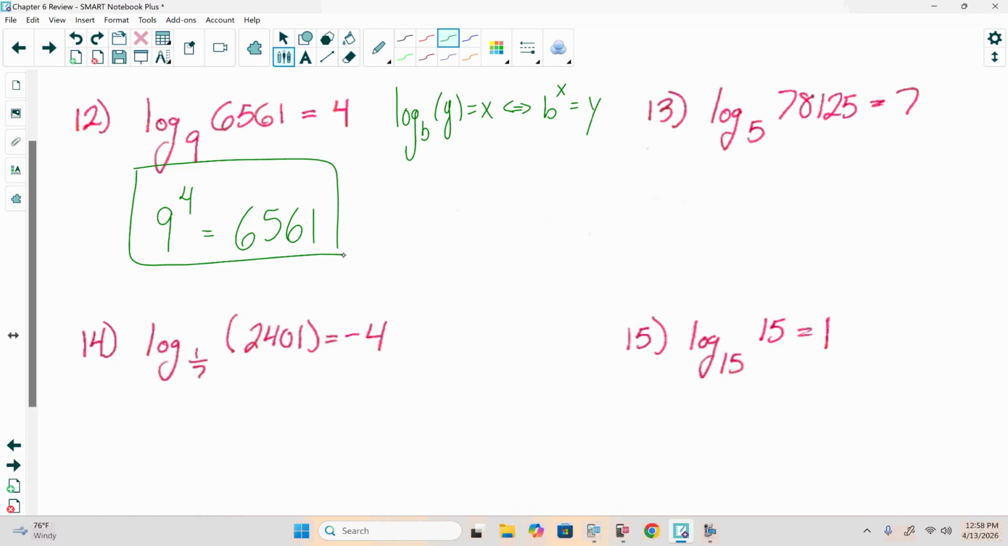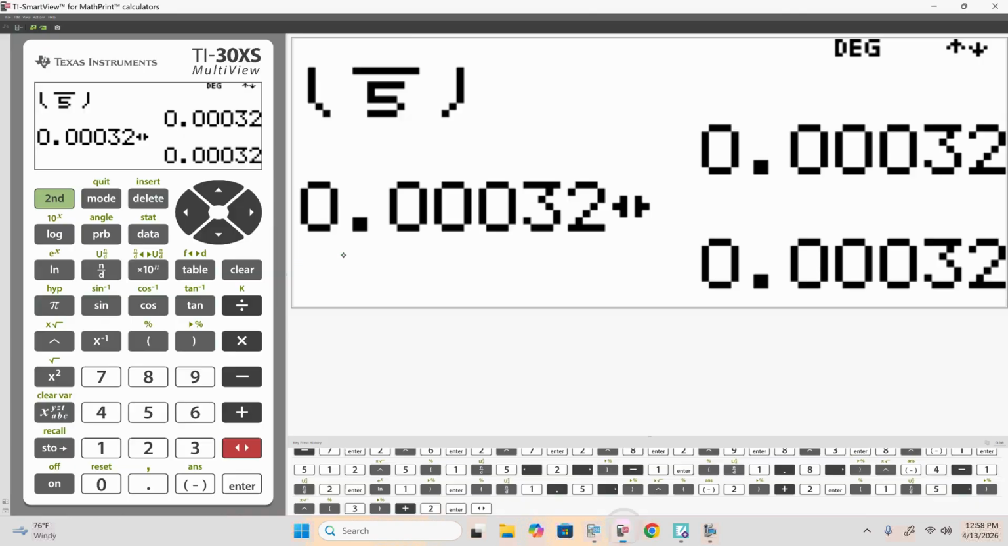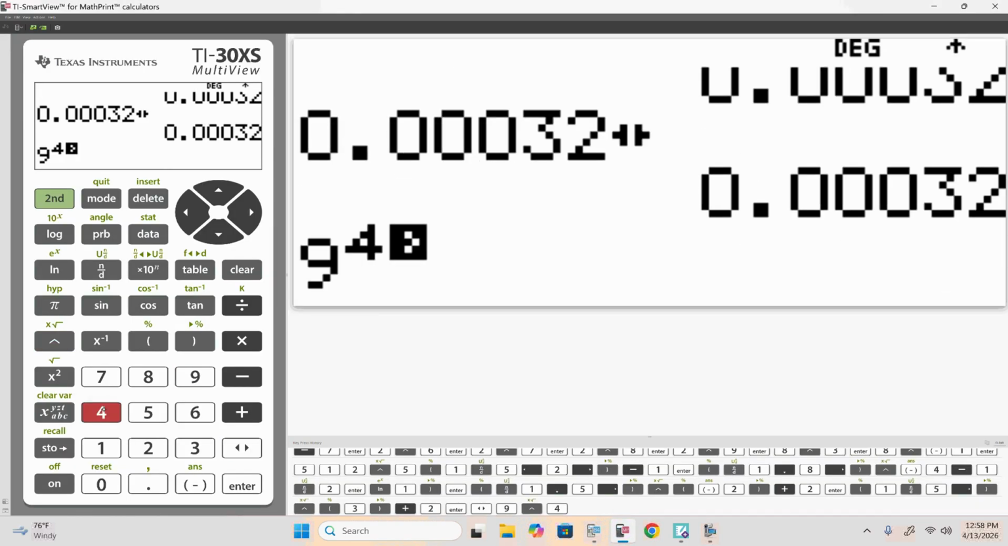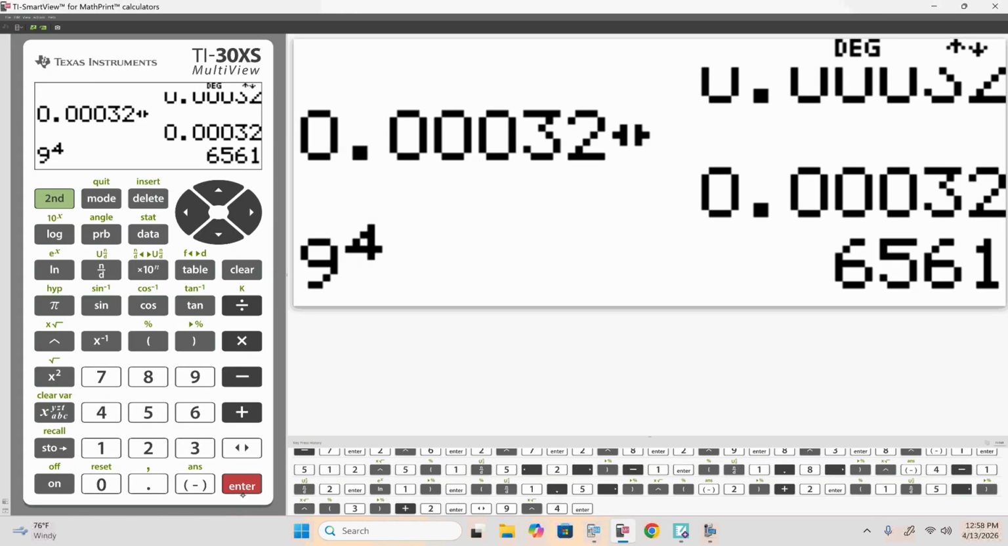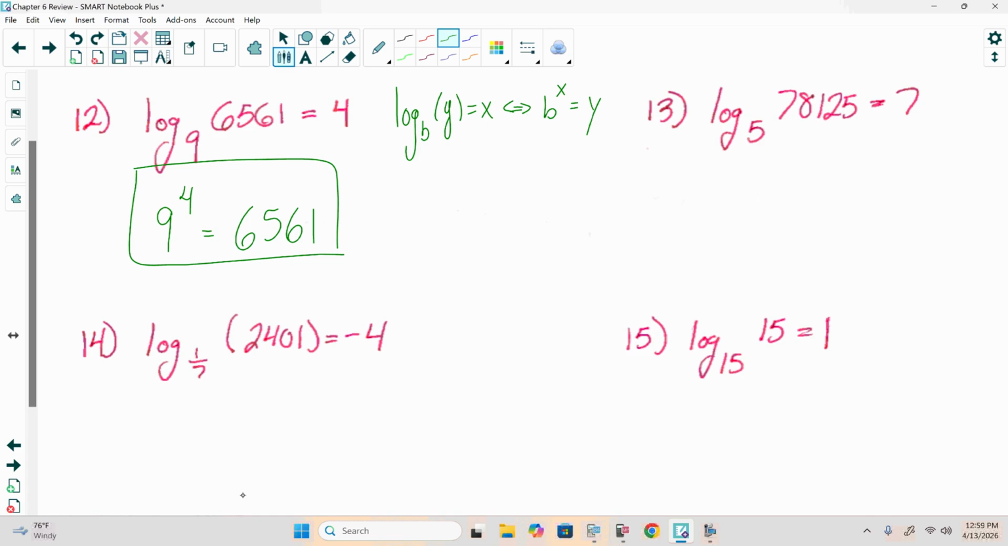Now, there is something nice about these here. 9 to the 4th equals 6,561. Those are all numbers. I don't have a variable in sight. So I can actually grab the calculator and ask it what 9 to the 4th power is. It tells me that it is 6,561. That's the equation we have, so it is a true statement. Questions on number 12?